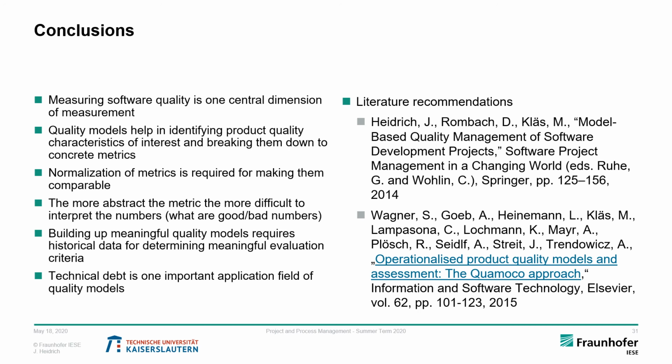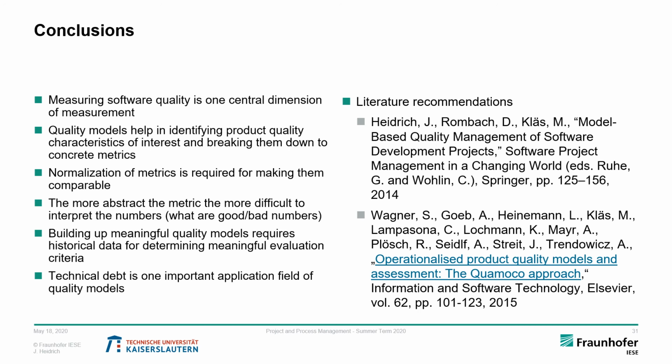The more abstract the metric, the more difficult it is to interpret the numbers, as we have seen. At some point, we have to remember these utility functions. This is the critical point to map that to an evaluation scale. There we have to decide what are good and what are bad numbers at the end. So how to really interpret the derived metrics, so that we can come up with an easy, or as easy as possible, way to interpret the numbers.